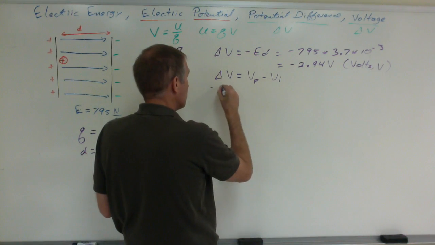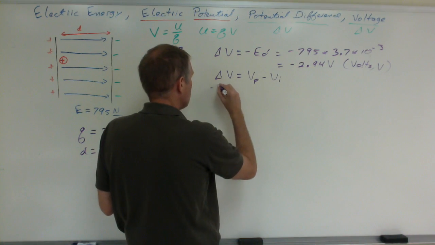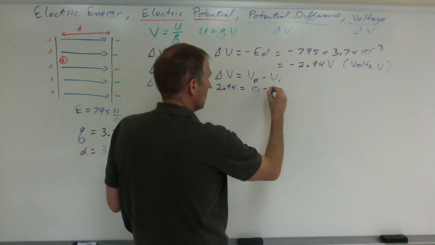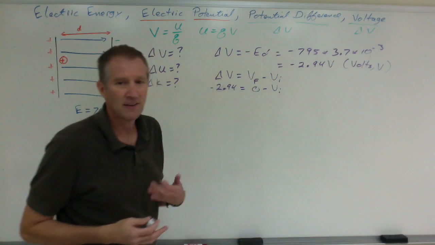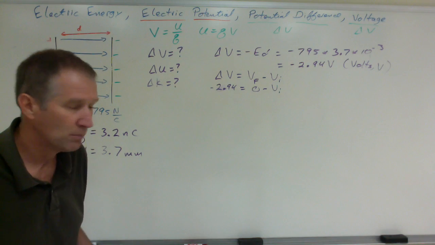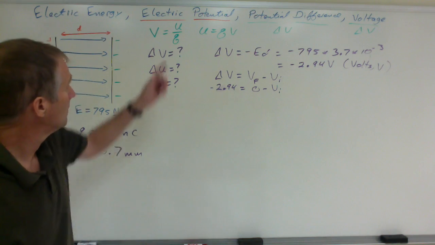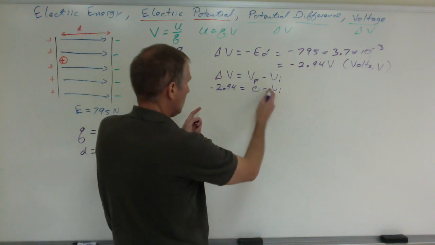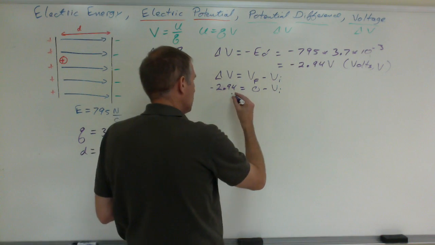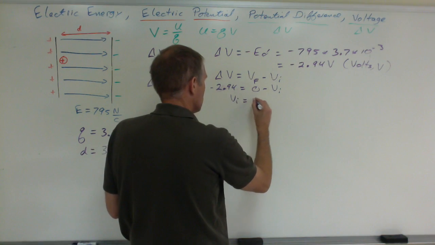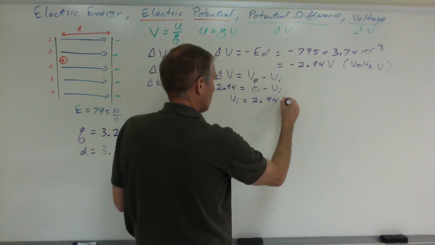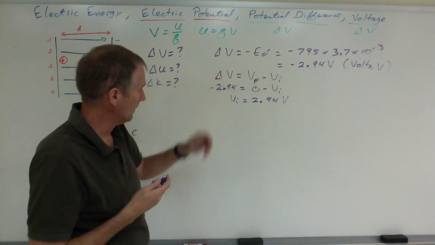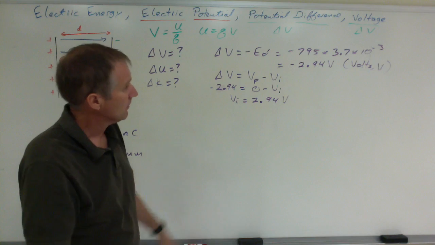So its final is 0. So if this is negative 2.94, and that's 0, then what's the value of V I? Because if I ever asked that of you, what's the initial electric potential? Well, add that to the other side, subtract that to the other side, it's going to come out to be 2.94 volts. All right? 0 minus that gives you negative 2.94.